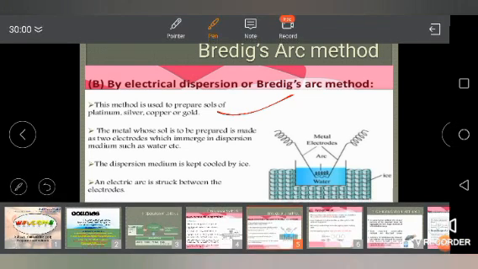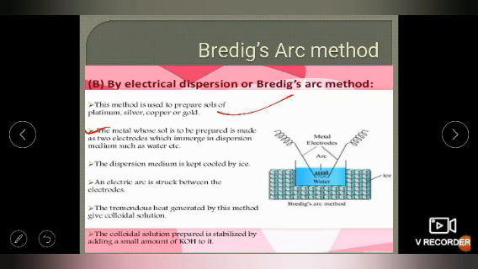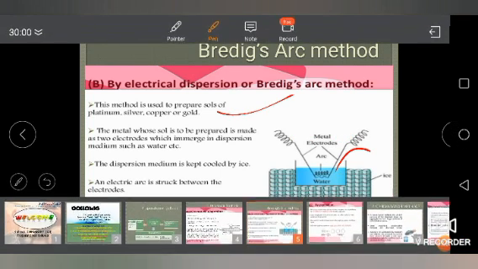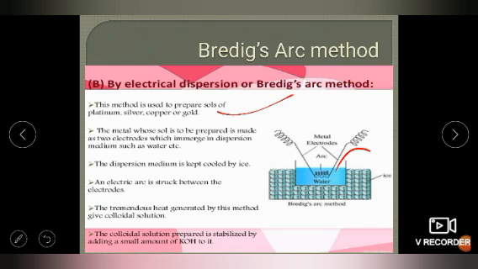In this method, the metal whose sol is to be prepared is made into two electrodes which are immersed in a dispersion medium such as water. So you can see, dear students, this is the dispersion medium, that is water, whereas these are the two metal electrodes, one and the second. These two electrodes are immersed in water, and ice is to maintain the temperature. Here we are adding two metallic strips inside the water, so it is forming an arc. That's why the name is Bredig's arc method. Bredig is the scientist and an arc is there.